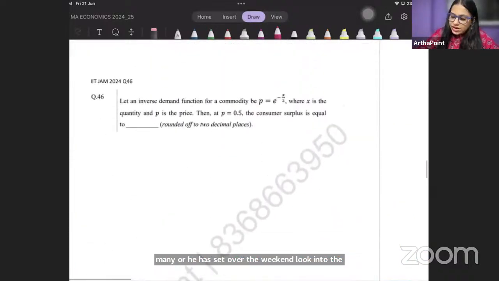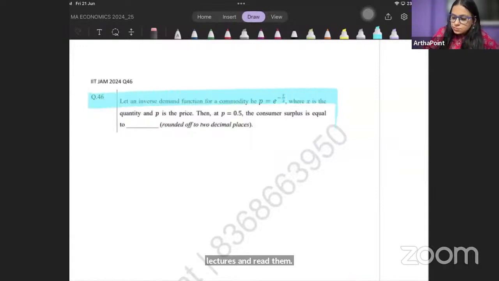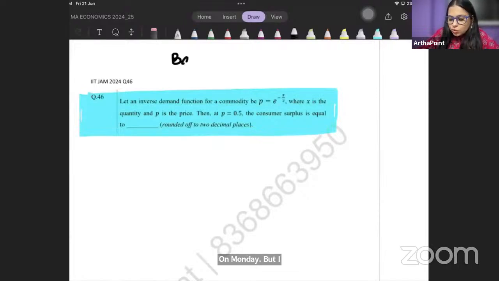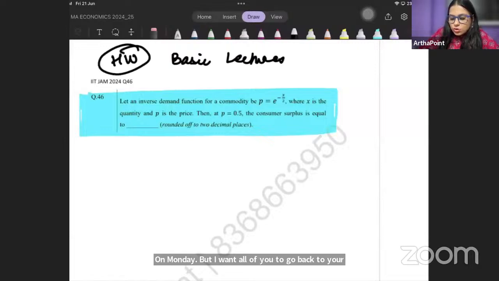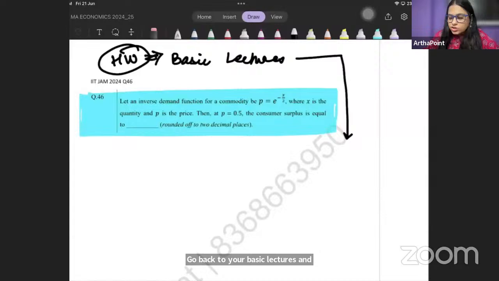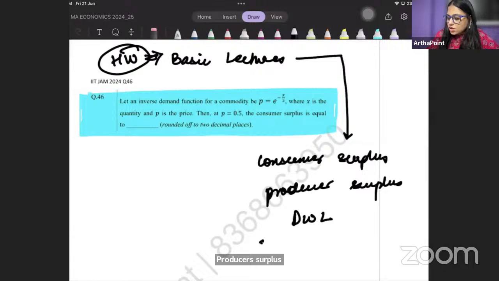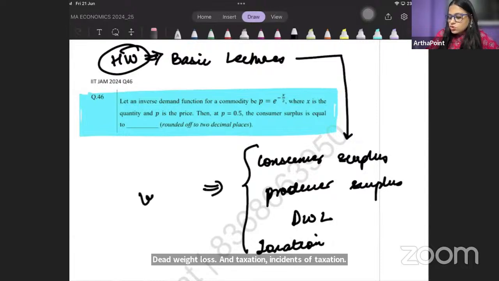I am going to go ahead and take this question on Monday, but I want all of you to go back to your basic lectures. This is again a homework for the weekend. Go back to your basic lectures and वहां पर there are video lectures on consumer surplus, producer surplus, deadweight loss, and taxation, incidence of taxation. You need to go through those video lectures.